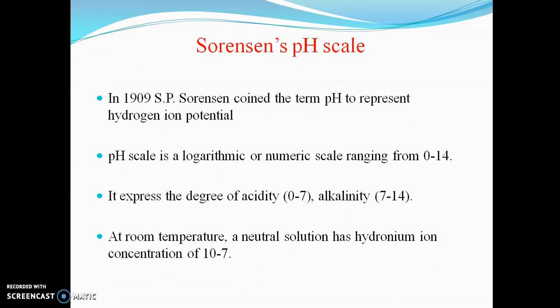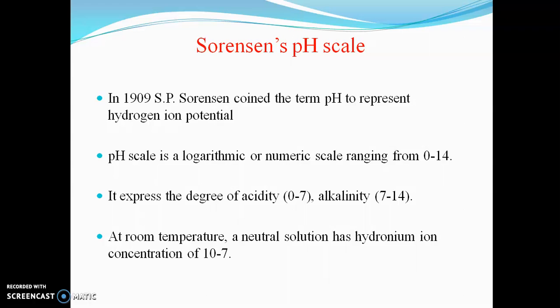Now next, about the Sorensen pH scale. In 1909, Sorensen coined the term pH to represent the hydrogen ion potential. Sorensen defined the pH of the solution as the negative logarithm of hydrogen ion concentration. The concentration of hydrogen ion is a measure of the acidity or basicity of an aqueous solution at a specific temperature.